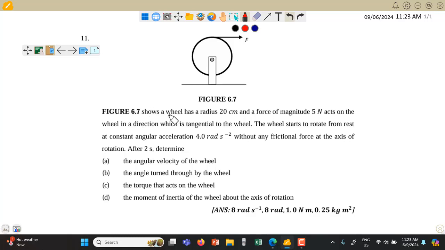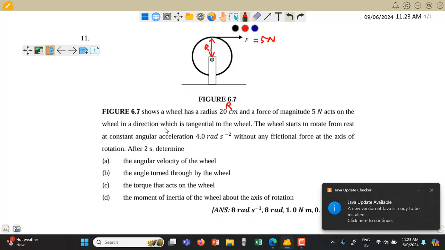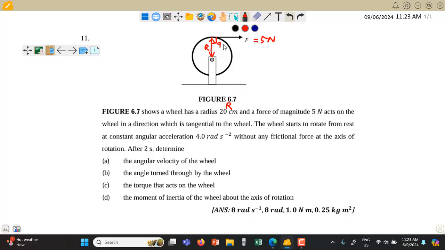So class, according to this question, we are given a wheel with a radius of 20 cm. So the radius of the wheel is 20 cm. And then we apply a force of 5 Newton acting on the wheel in the direction which is tangential to the wheel. Tangential to the wheel means it will be acting at an angle of 90 degrees with the radius, okay?